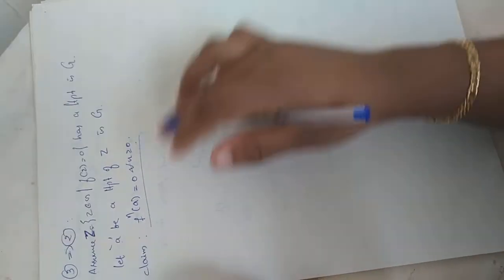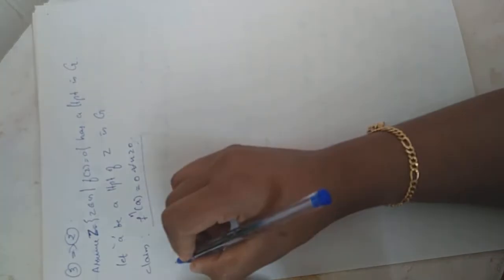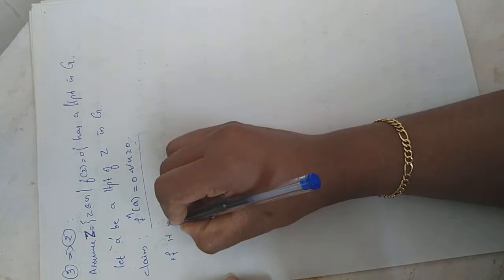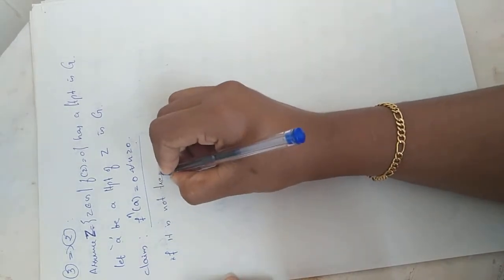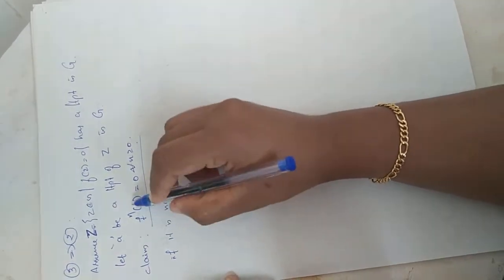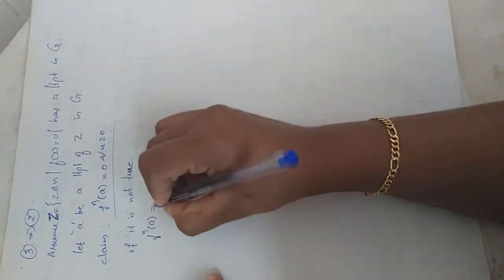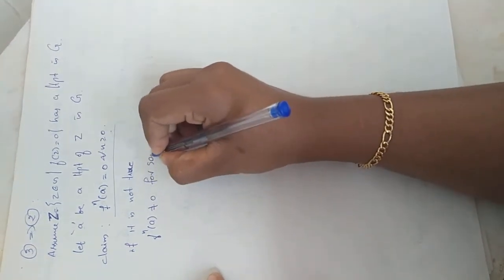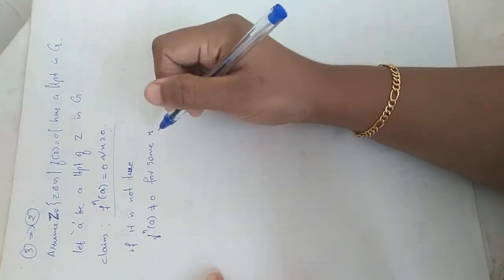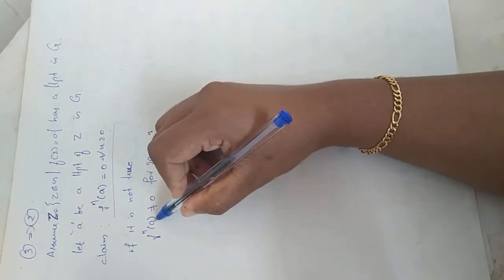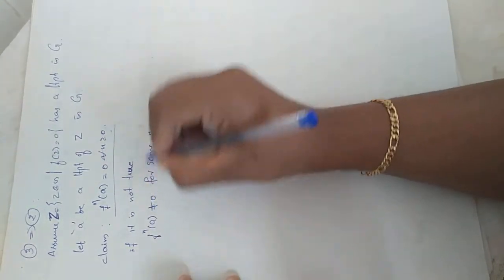So to prove this, I consider what happens if it is not true. If it is not true, that means the nth derivative of f at A is not equal to 0 for some n. That means there is some derivative of that function at that point A which is not equal to 0. Okay. So we have this.